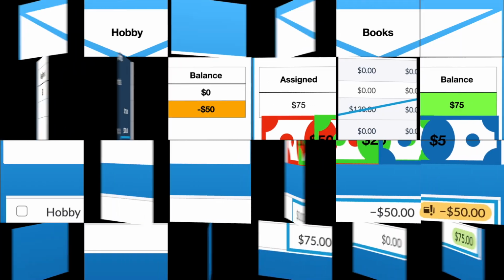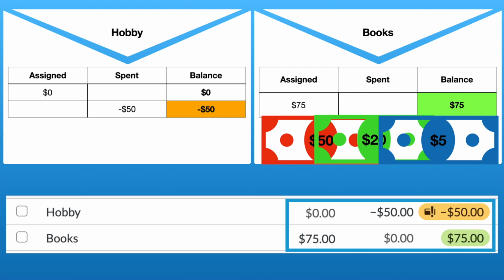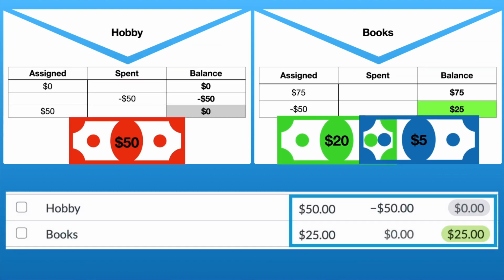What do we do? In this case, we go and we see Books has $75 in it. We haven't spent any. Take $50 out of the amount of money we've assigned there. That will leave us $25, and move $50 over to the hobby. So you can see the assigned becomes 50, but the balance is 0. So we move the $50 there.